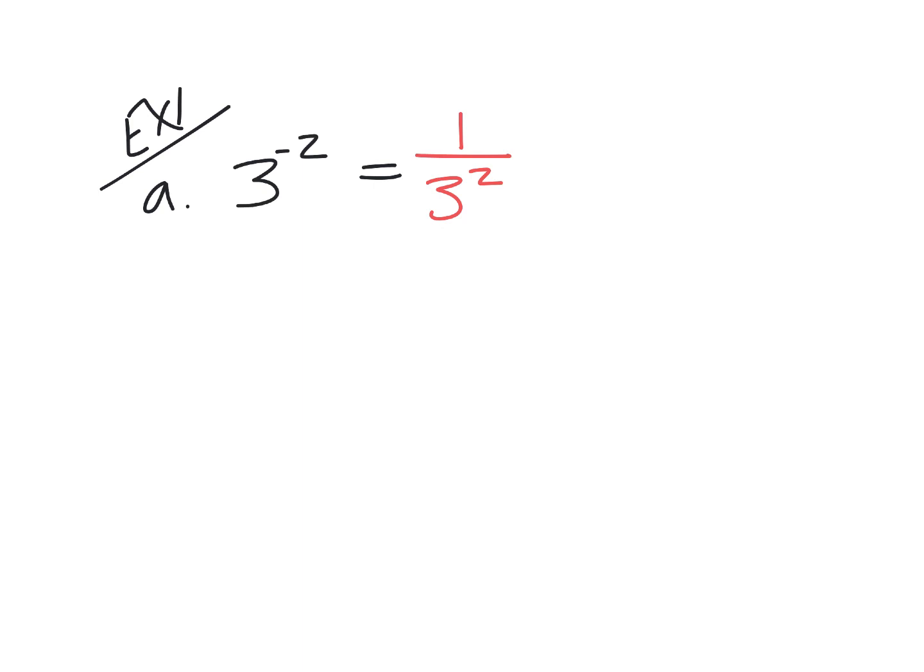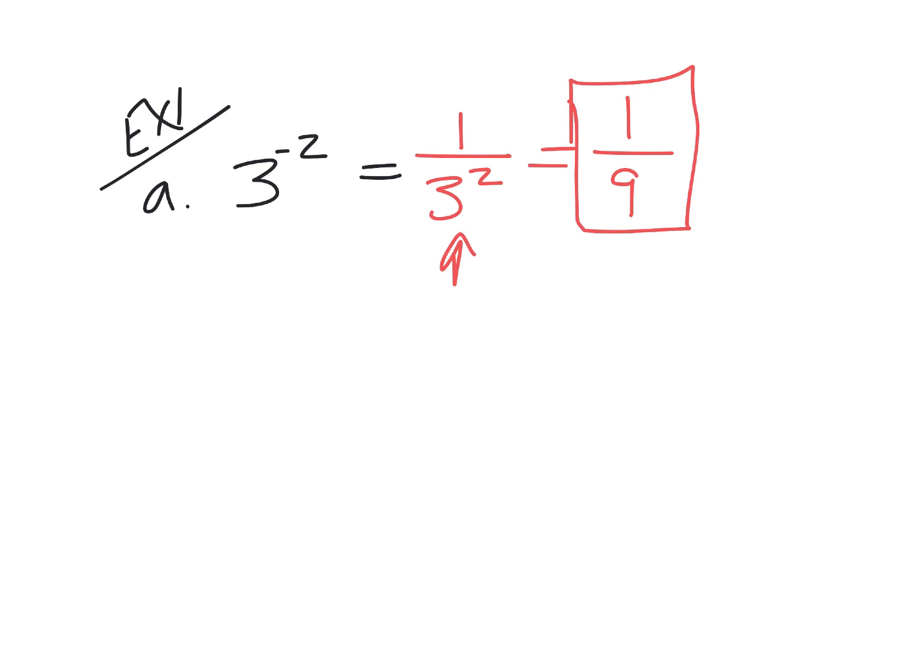Now, if they tell you to solve this, then you finish it. So I'll have 1 over, what is 3 times 3? 3 times 3 equals 9. Yep, so this is completely solved. If they just tell you to simplify it, you can leave it here. But for this lesson, you'll probably be solving it all the way to the end.